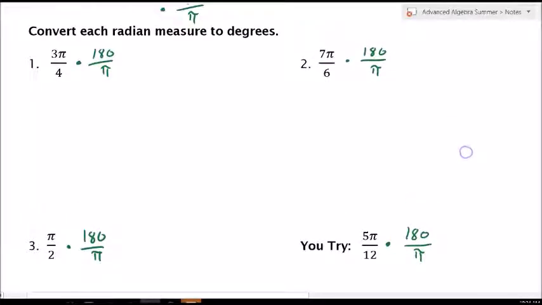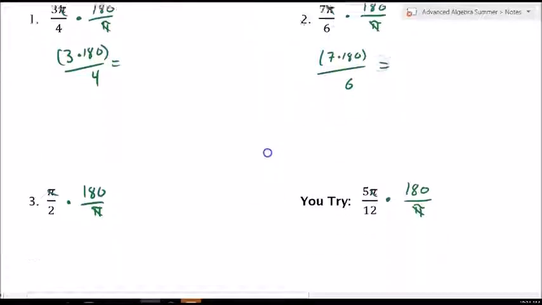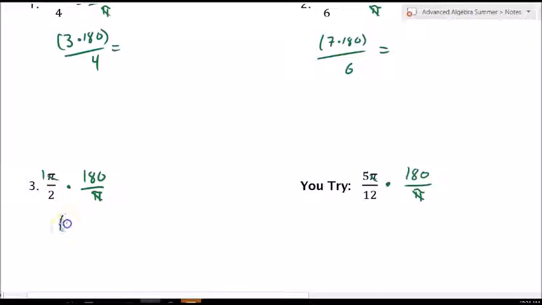So one thing we're going to notice here is we have a pi on top and bottom. So they actually are going to cancel out. So on each of these, our pi's cancel, which makes sense because in degree measures, we never have pi involved. So these simplified to 3 times 180 over 4, 7 times 180 over 6. There's nothing else, there's just a 1, so it's 1 times 180 over 2. Here'd be 5 times 180 over 12.